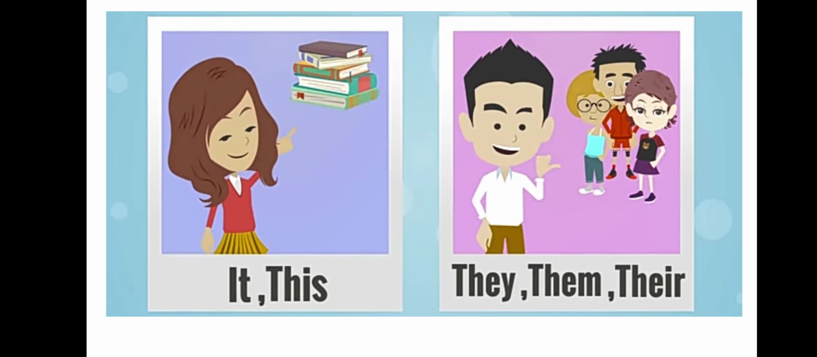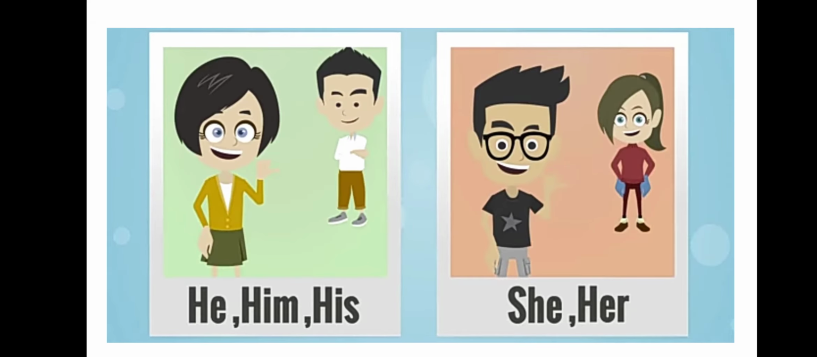Now here this girl is pointing towards the book. And for book she is using it and this. Now here this boy is pointing towards three persons and for three persons he can use they, them, their. In the first picture you can see this girl is pointing towards a male person and for male person he, him, his can be used. And in the second picture for female we can use she, her.